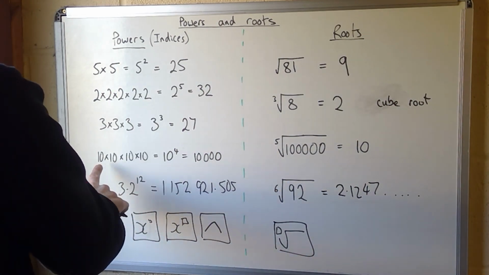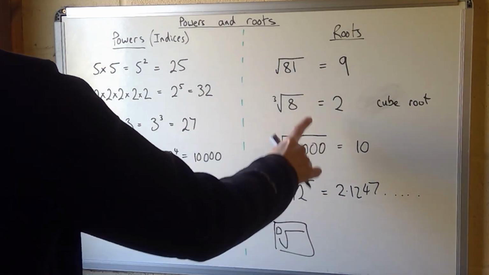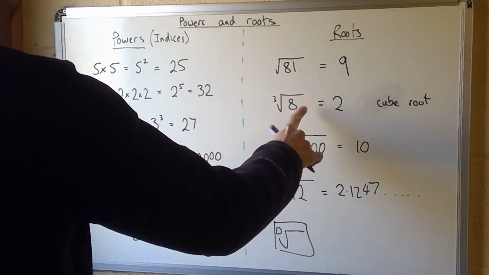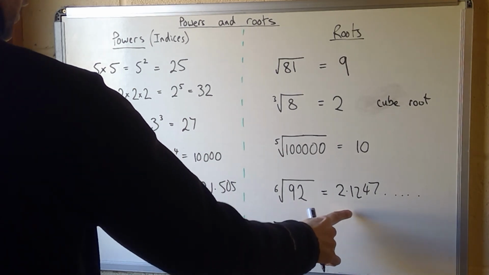So powers, repeated multiplications using this notation, and roots are the opposite. Roots, you either know them or spot them, recognize the answers, or you use a calculator to work it out.